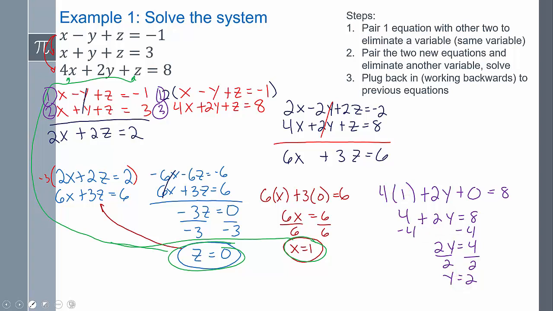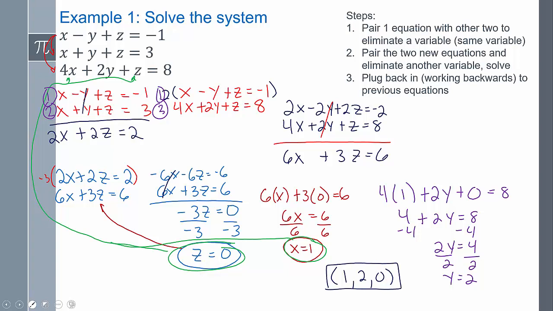Now, remember one of those things that I said: we're finding where they intersect. So where they intersect is going to represent a point, and I need to write my answer as a point. 1 for x, 2 for y, and 0 for z.